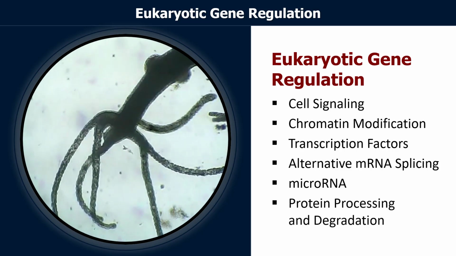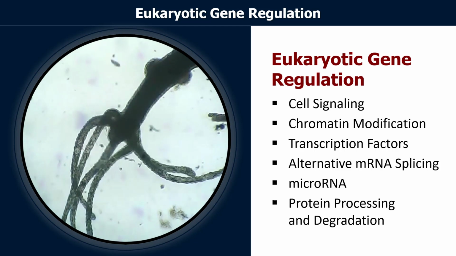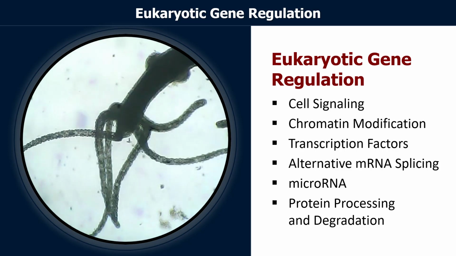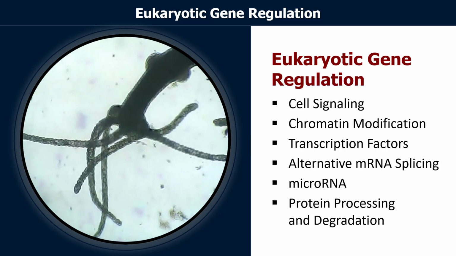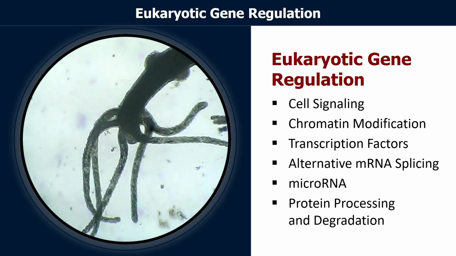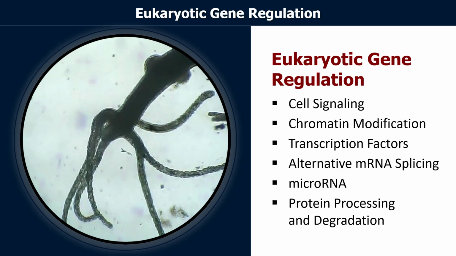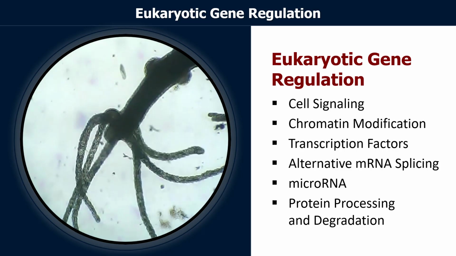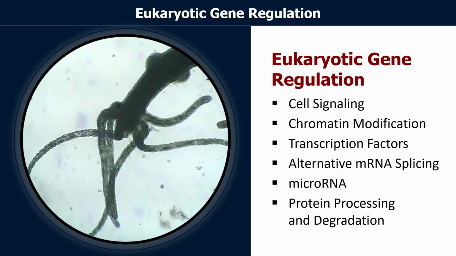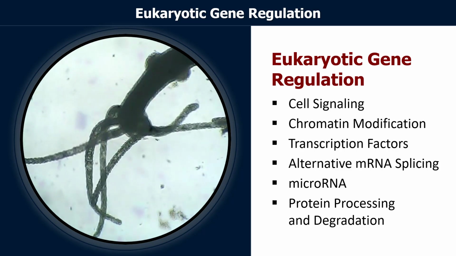And then finally, if an mRNA is translated into a protein, that protein may still need to be processed in order to do its job. It may need to be phosphorylated to be activated or something. And proteins degrade over time. So we'll need a way to regulate that process and get that gene turned back on again if necessary. So those are the steps we need to work through. So let's start with the first one, which is cell signaling.